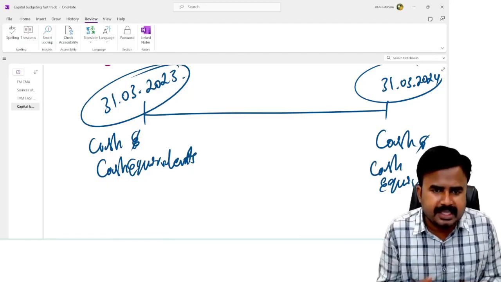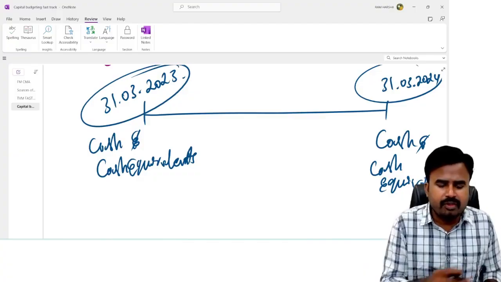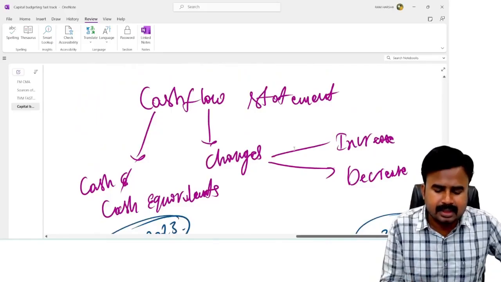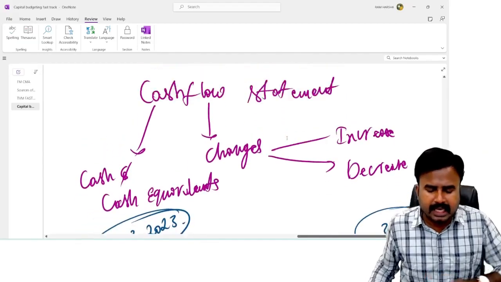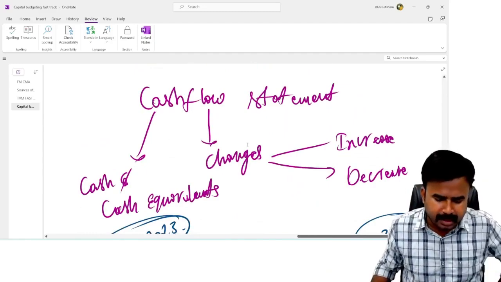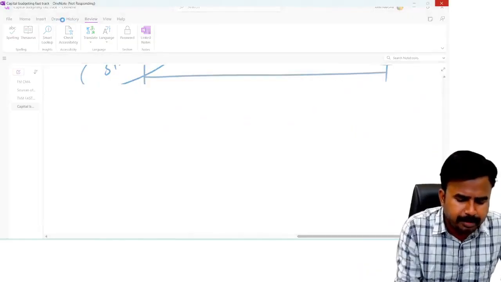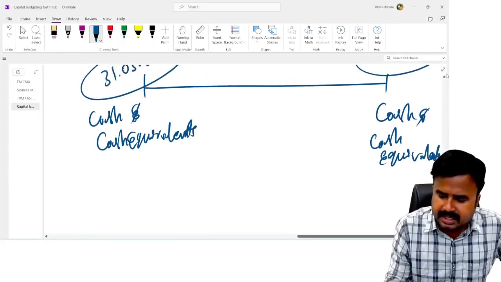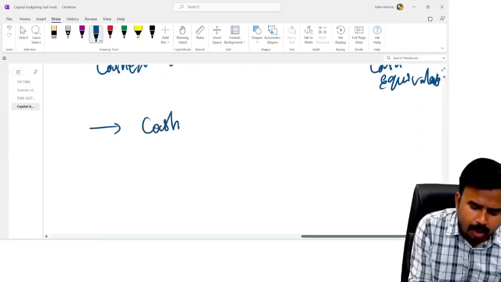So you should identify the reason why the cash and cash equivalents are increased or decreased from one balance sheet date to another balance sheet date. There are so many transactions which are the reason behind this change. All of such transactions must be presented in a statement called cash flow statement. Such transactions are classified into three parts. One, the cash flows from operating activities.